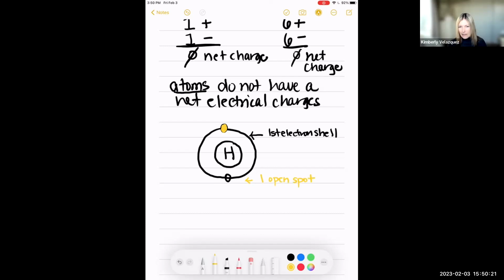That is very significant for hydrogen to have that 1 open spot, just as it's important that it just has 1 electron in that outer shell.